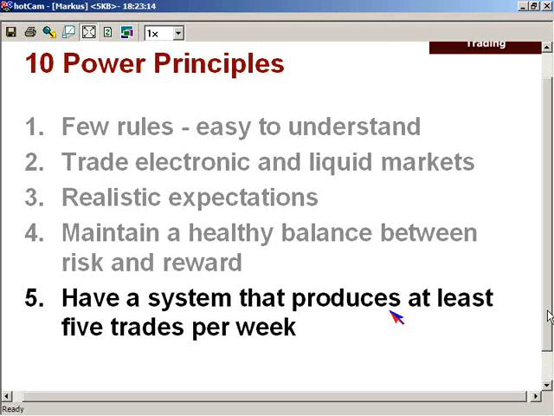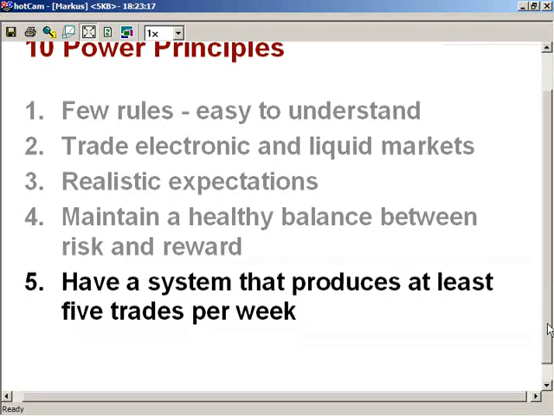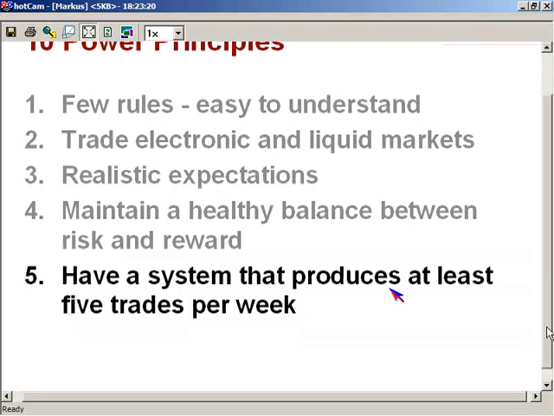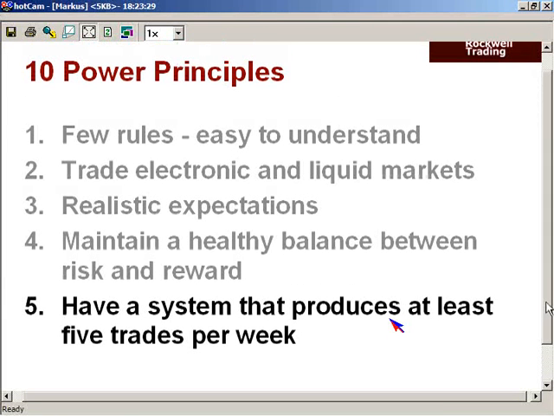All right, the reason power principle number 5: have a system that produces at least 5 trades a week. Why do you want to have at least 5 trades a week? Well, very easy. As a professional trader, at the end of the month, you have to pay your bills.